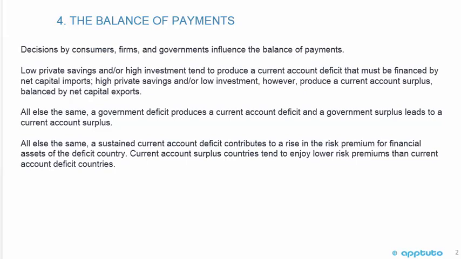All else the same, a government deficit produces a current account deficit, and a government surplus leads to a current account surplus. All else the same, a sustained current account deficit contributes to a rise in the risk premium for financial assets of the deficit country. Current account surplus countries tend to enjoy lower risk premiums than current account deficit countries.